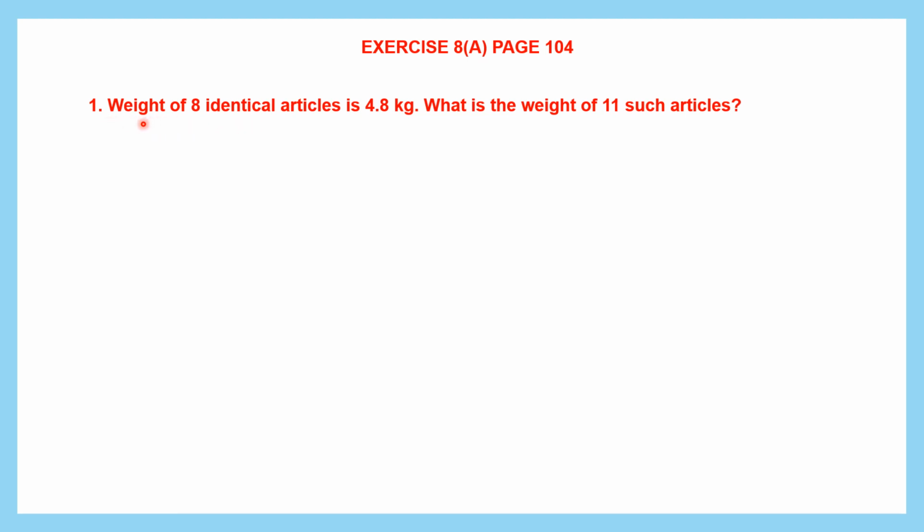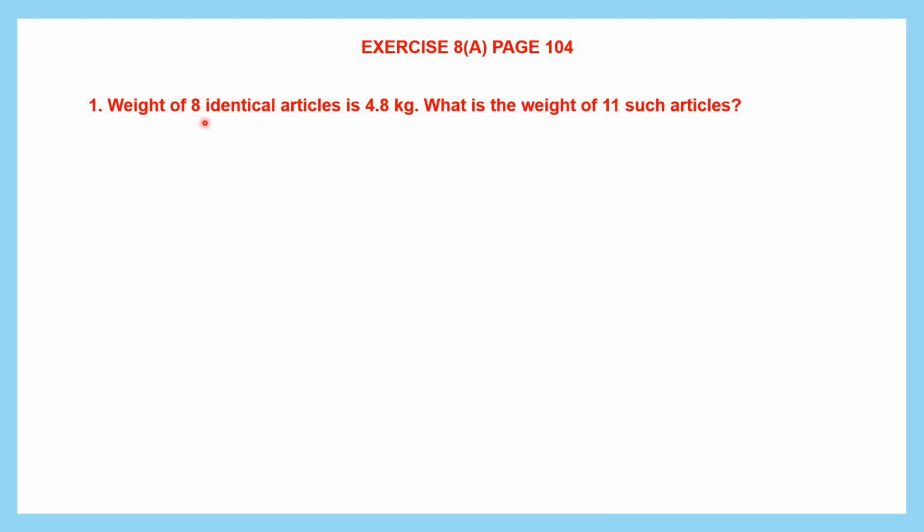So let me read this. Weight of 8 identical articles is given to us. 8 articles is given and we are asked to find the weight of 11. Identical means same. Okay, they are the same kind of articles. Here we've got the weight of 8 articles. We have to find the weight of 11 articles.